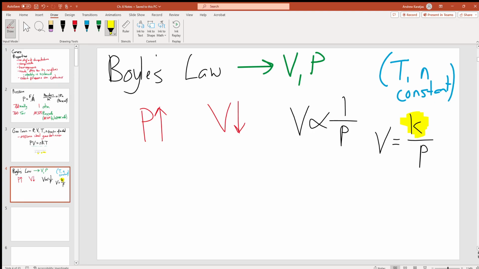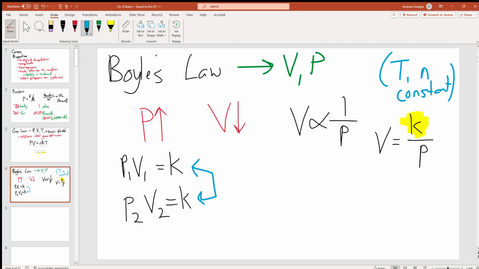So if we consider some gas under some set of conditions, P1 and V1, that'll be equal to that constant K. If we take that same gas and change the pressure to some new pressure, P2, the volume will change in response to some different volume, V2. But as long as these are the same gas, the product of P and V will be equal to that same constant K.